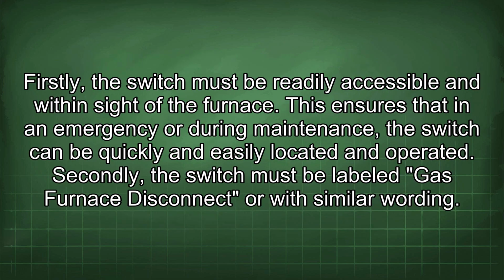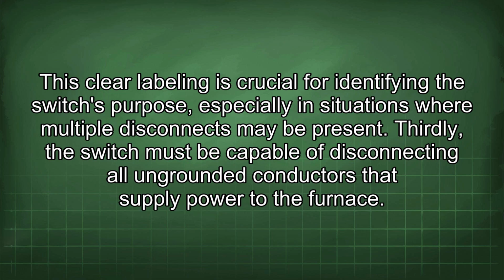Firstly, the switch must be readily accessible and within sight of the furnace. This ensures that in an emergency or during maintenance, the switch can be quickly and easily located and operated. Secondly, the switch must be labeled "gas furnace disconnect" or with similar wording. This clear labeling is crucial for identifying the switch's purpose, especially in situations where multiple disconnects may be present.